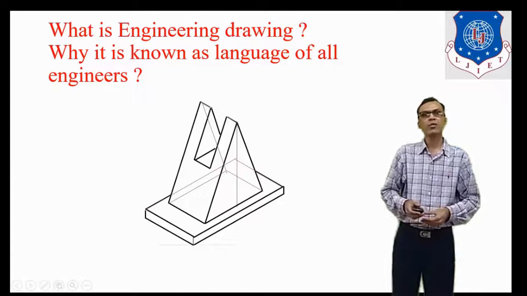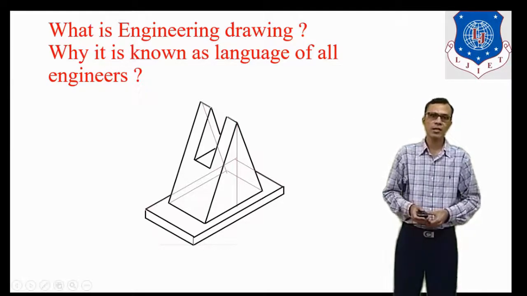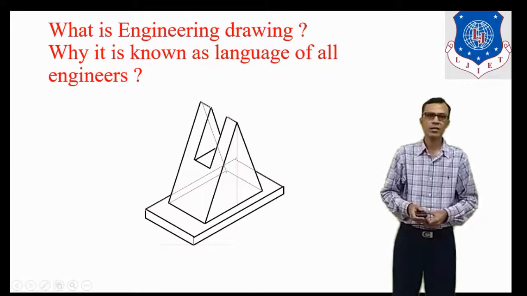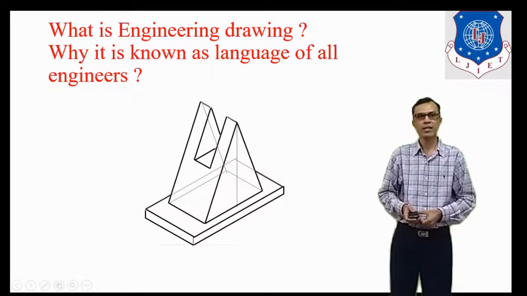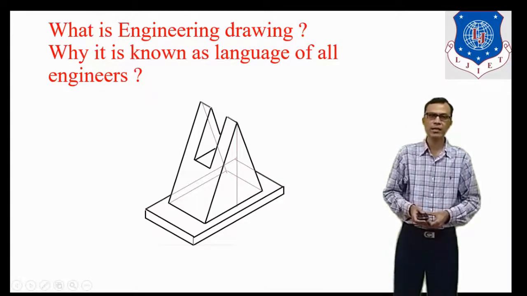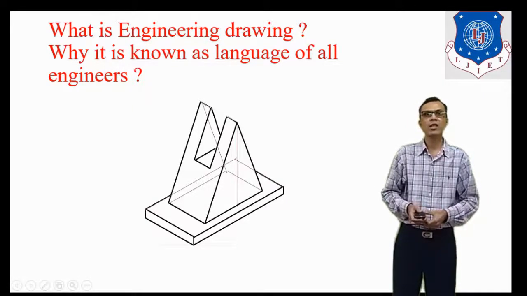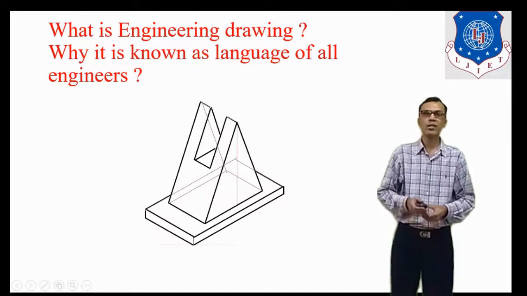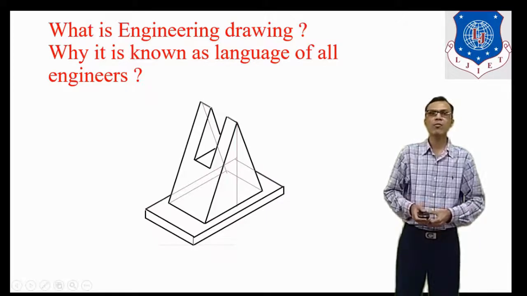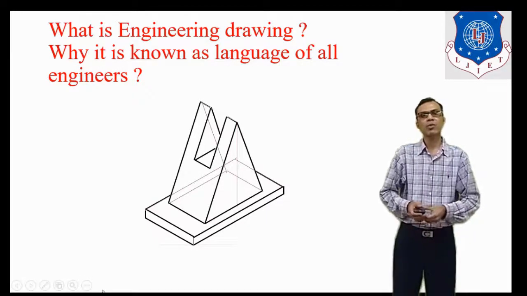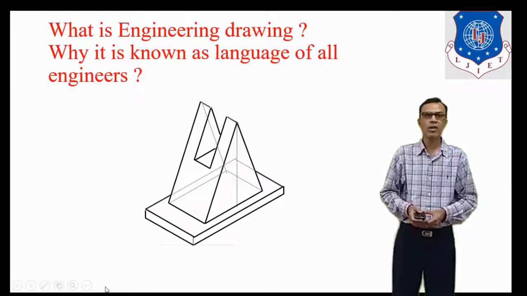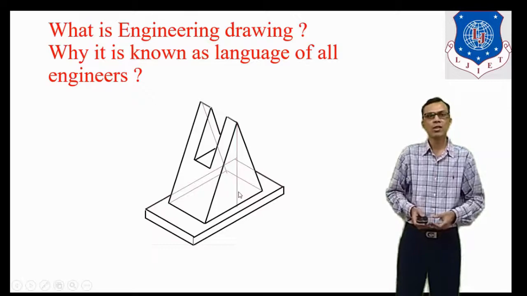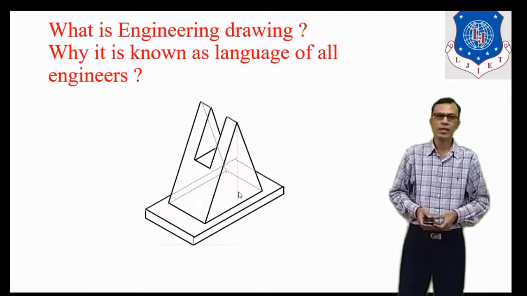Now it is related to every engineering branch. Let's see how. If you consider civil engineering, then buildings and bridges are the products of civil engineering. If you consider mechanical engineering, then there are so many machines, machine components, IC engines, which are related with mechanical engineering. If you consider electrical engineering, then electrical motors and transformers are the products of electrical engineering. If you consider computer engineering, then CPU, keyboard, mouse are the products of computer engineering.